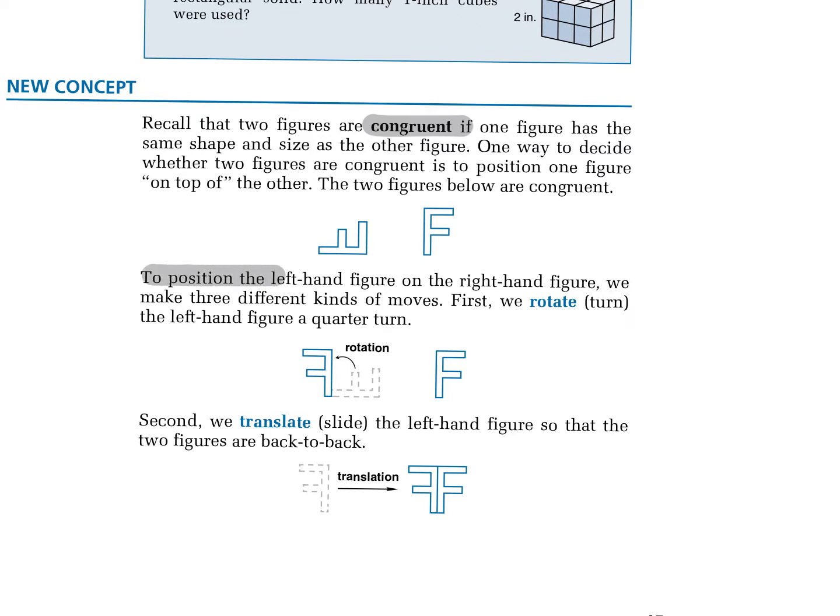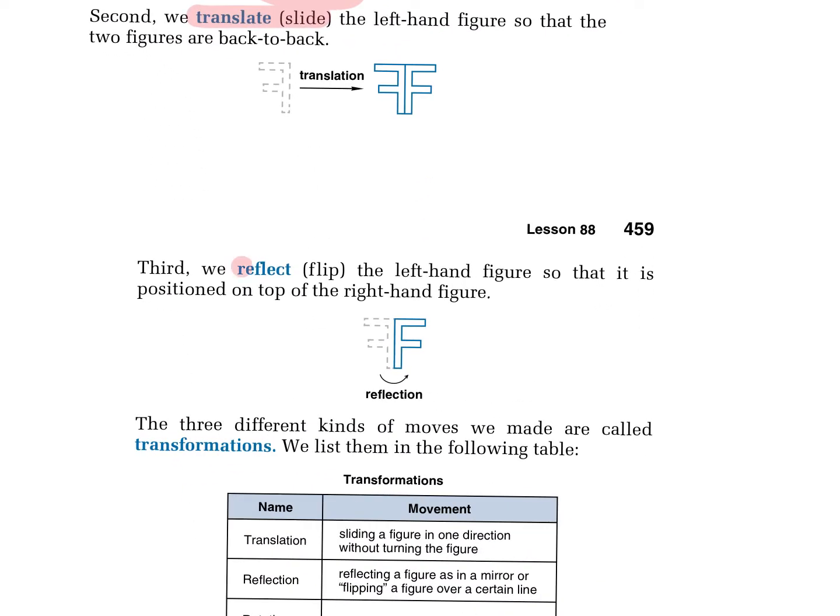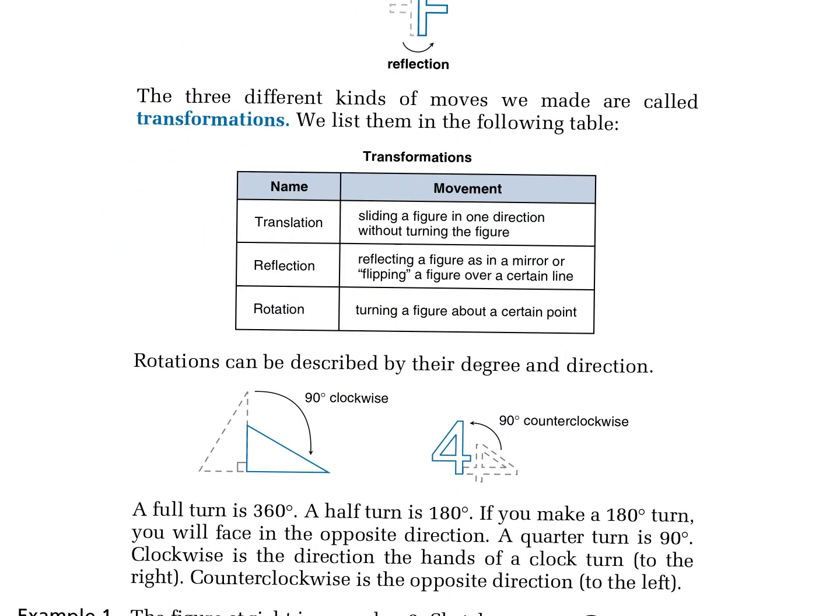To position the left-hand figure on the right-hand figure, we make three different kinds of moves. First, we rotate, which means to turn the left-hand figure. So here's what it means to rotate. Second, we translate, which means we slide it over to the figure. And then we reflect it, which means to flip it, so that they are positioned right on top of each other. The three different types of moves are called transformations. So this is the chart that we're going to be using today for transformations.